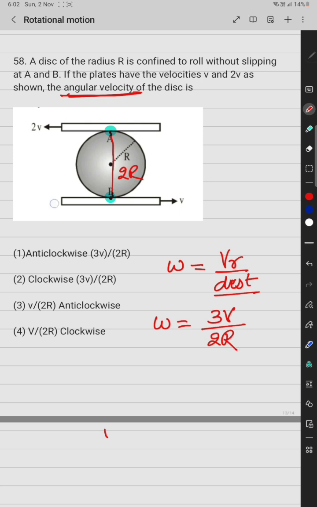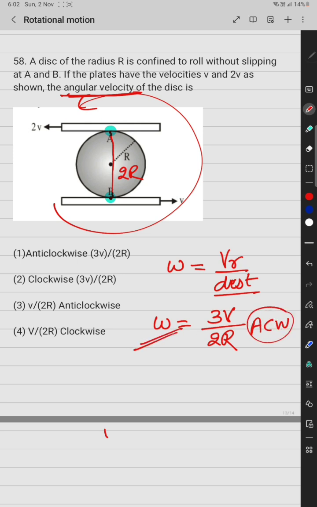And the direction is anti-clockwise. This is omega, which is constant for all particles with respect to the other. So it is 3v by 2r in the anti-clockwise direction. So the correct option is the first one.